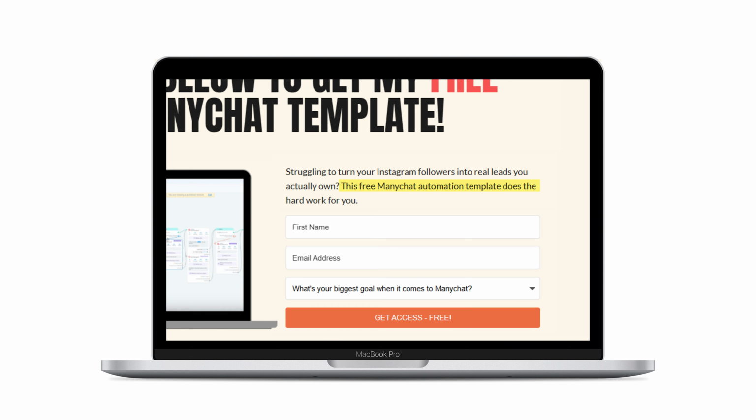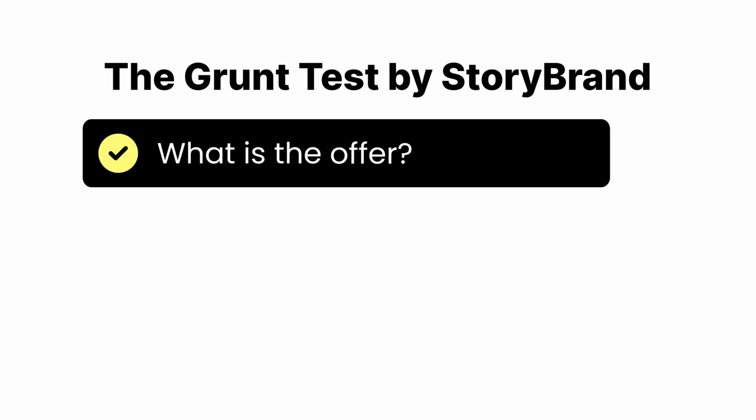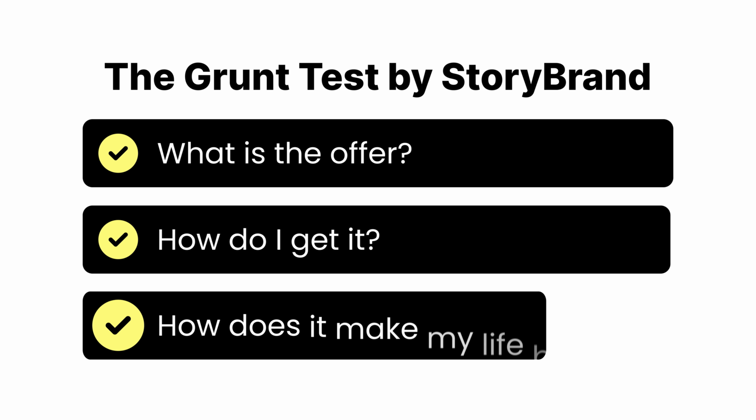Just one section where you've got a clear headline, make it very obvious it's free, have a mock-up, a very simple form, and then a short blurb about the lead magnet that passes the grunt test, which is a test by StoryBrand that I absolutely love, that says, what is the offer? How do I get it? How does it make my life better? So if we can answer that within that blurb, that is all you need. You do not need more sections on this page.